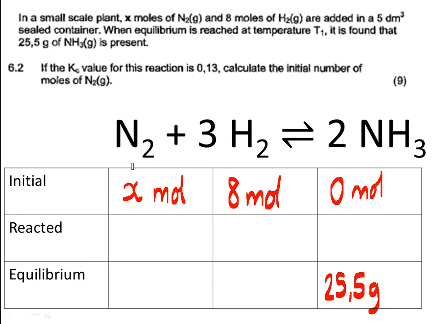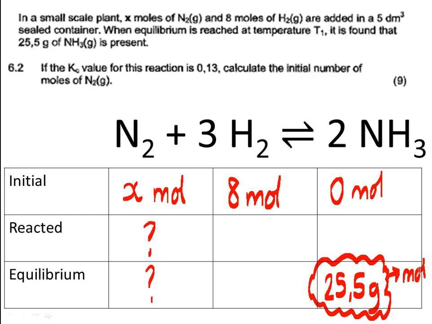So let's first strategize. What do we need to do to find that out? Well, if we could find out how much nitrogen reacted and how much nitrogen is at equilibrium, then we could solve how much initially there must have been. But how do we get that? We're given the number of grams of ammonia that we have at the end. If we convert that into moles, then we know how many moles of ammonia there were at equilibrium.